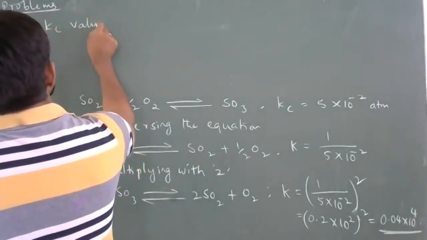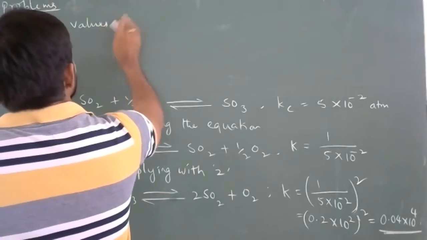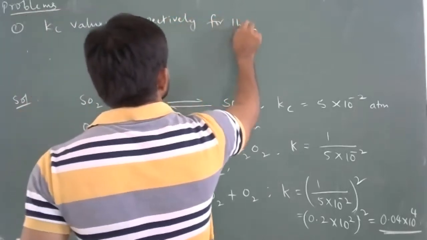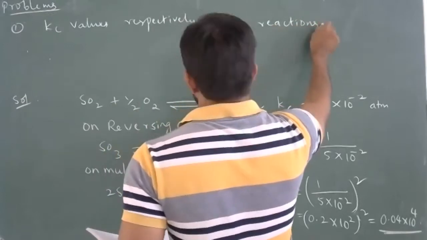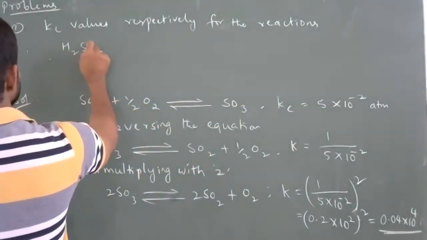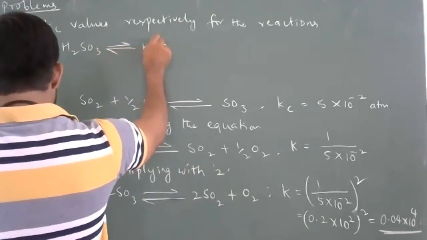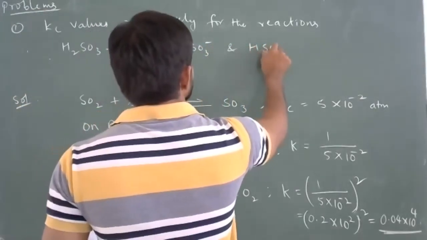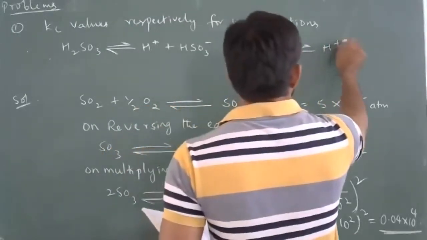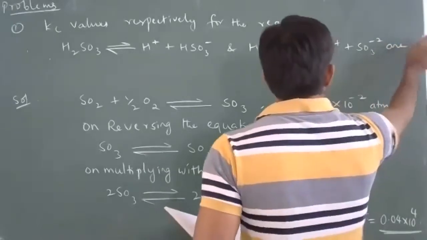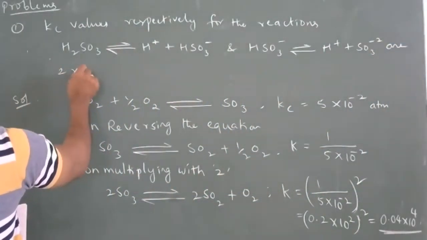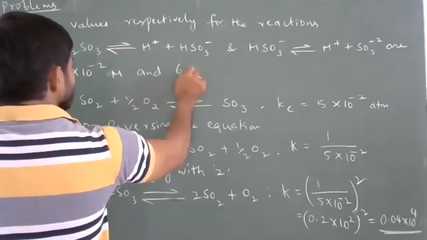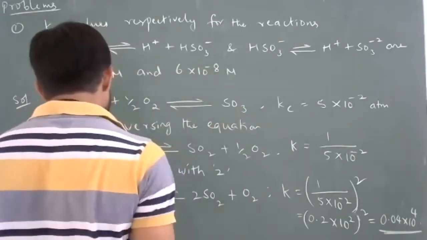Kc values, respectively, for the reactions H2SO3 gives rise to H plus HSO3 minus, and HSO3 minus gives rise to H plus SO3 minus 2, are 2 into 10 power minus 2 mole per liter and 6 into 10 power minus 8 mole per liter, I mean capital M.